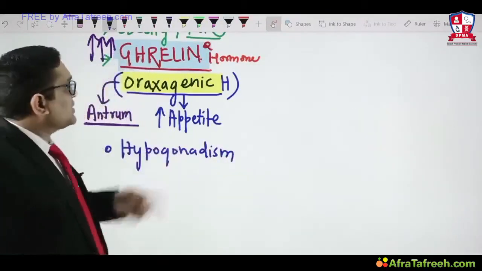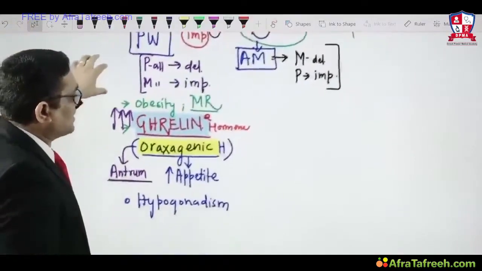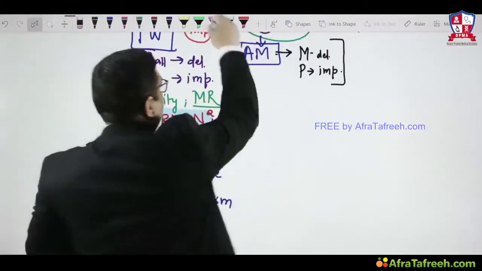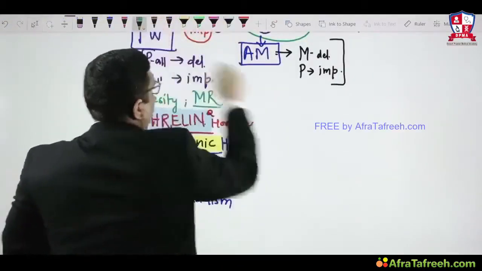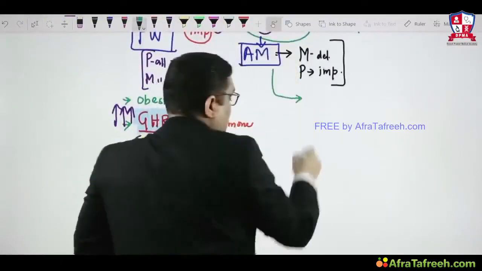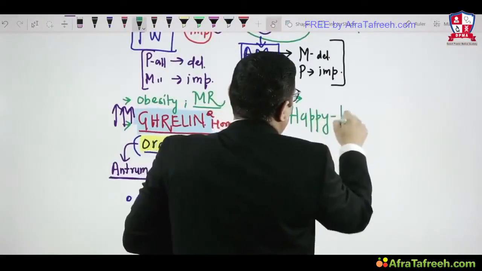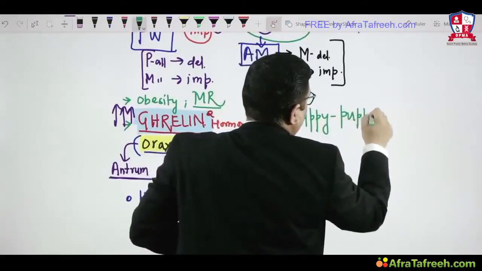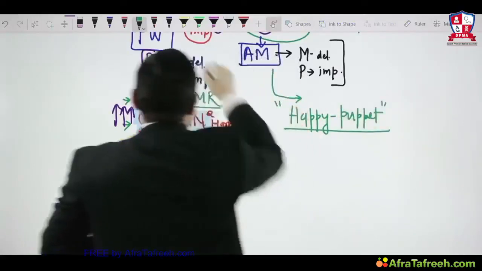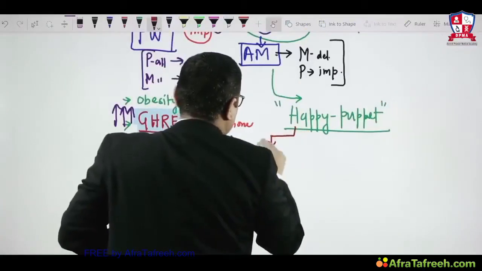But now you compare this with Angelman syndrome. Look at this Angelman syndrome. What is the nickname of Angelman syndrome, right? She is also called as happy puppet syndrome. Why is it called as happy puppet? Because of inappropriate laughter.